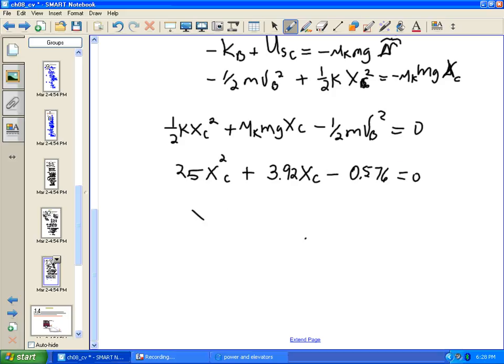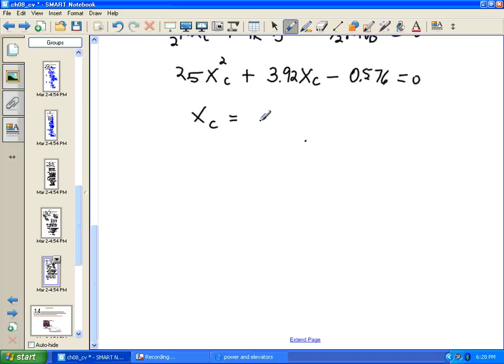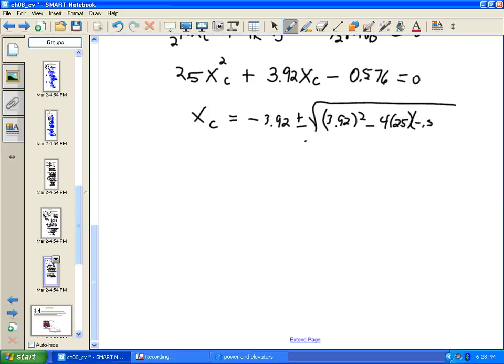equals 0. X sub c, therefore, is equal to minus b, minus 3.92, plus or minus the square root of b squared, 3.92 squared, minus 4 a, 25, c, minus 0.576, divided by 2a, which is 50.